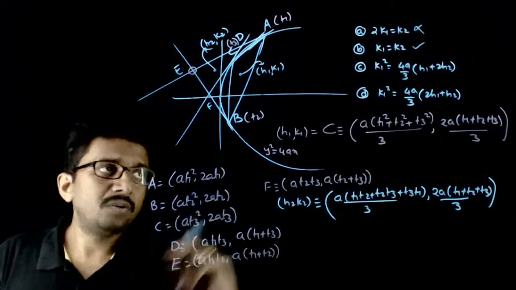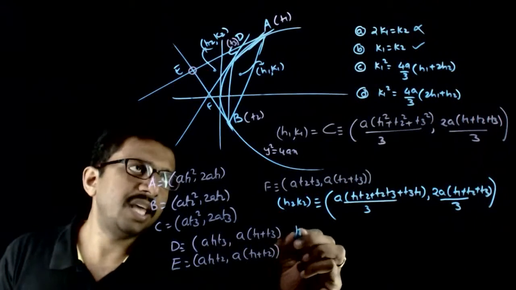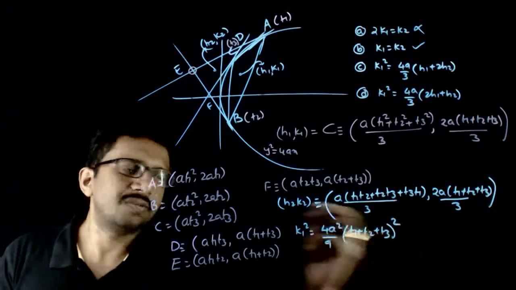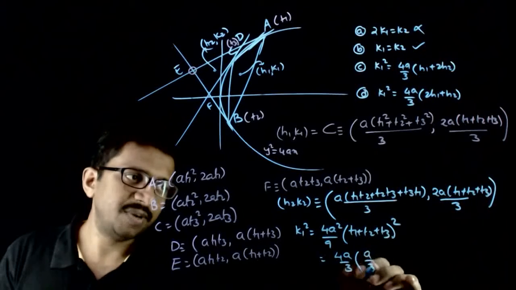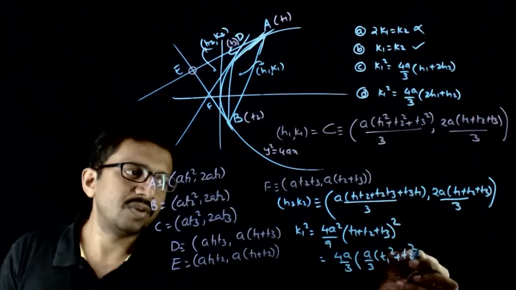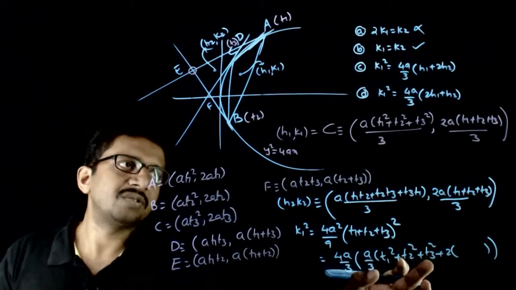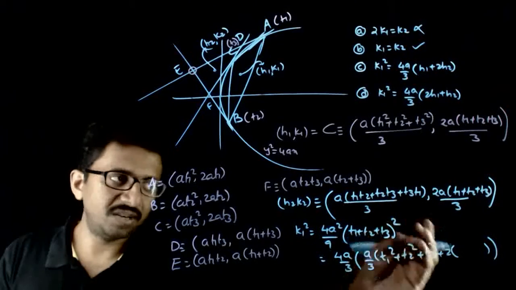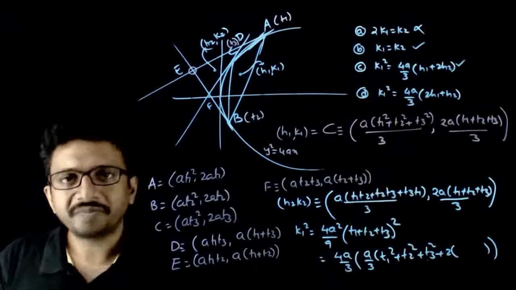Next, K1 square is 4a by 3 into (H1 plus 2H2) or (2H1 plus H2). So what is K1 square? K1 square is nothing but 4a square by 9 times (T1 plus T2 plus T3) whole square. This is equal to, if you take 4a by 3 as common, you have a by 3 into (T1 square plus T2 square plus T3 square plus 2 times (T1T2 plus T2T3 plus T3T1)). So a by 3 into (T1 square plus T2 square plus T3 square) is H1. So H1 plus a by 3 into (T1T2 plus T2T3 plus T3T1) is H2, so you have that into 2. So 4a by 3 into (H1 plus 2H2). So option C is also right.